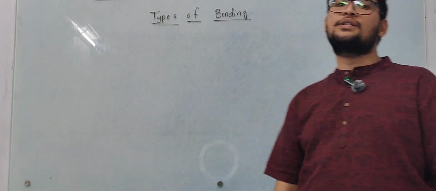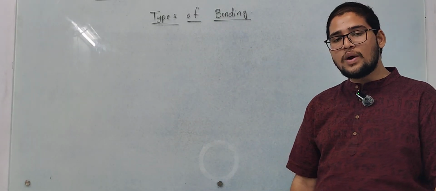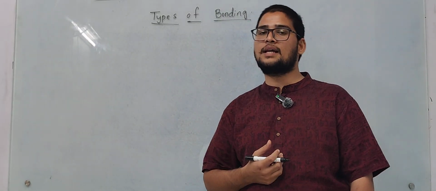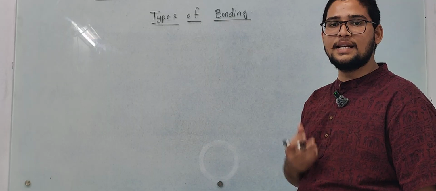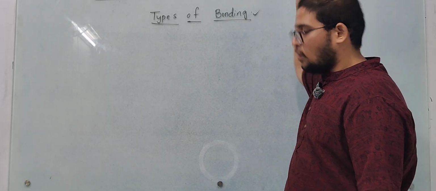So today we are going to study the most important concept for class 8, 9th and 10th standard students in the chemistry part, where the students find it very difficult to understand how bonding takes place in chemistry. So let us study about types of bonding.